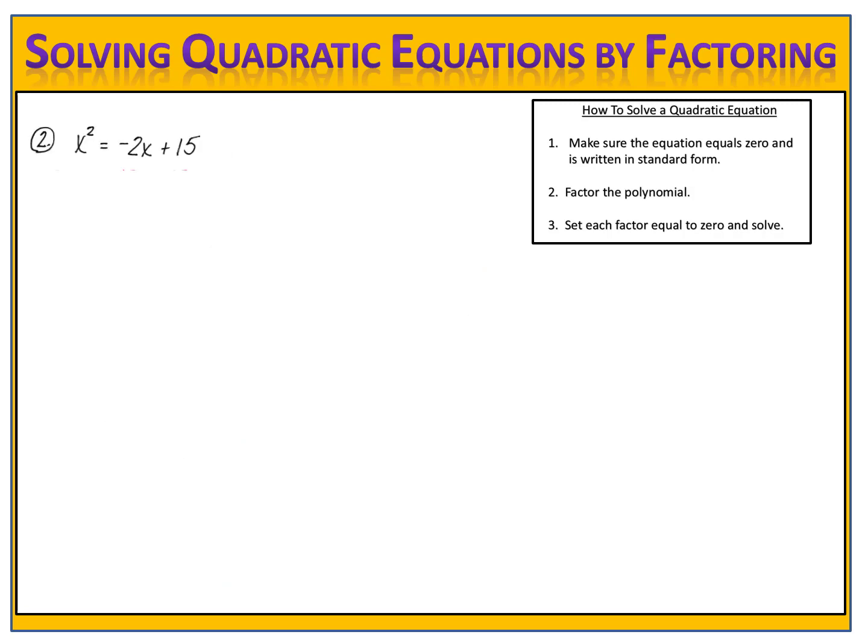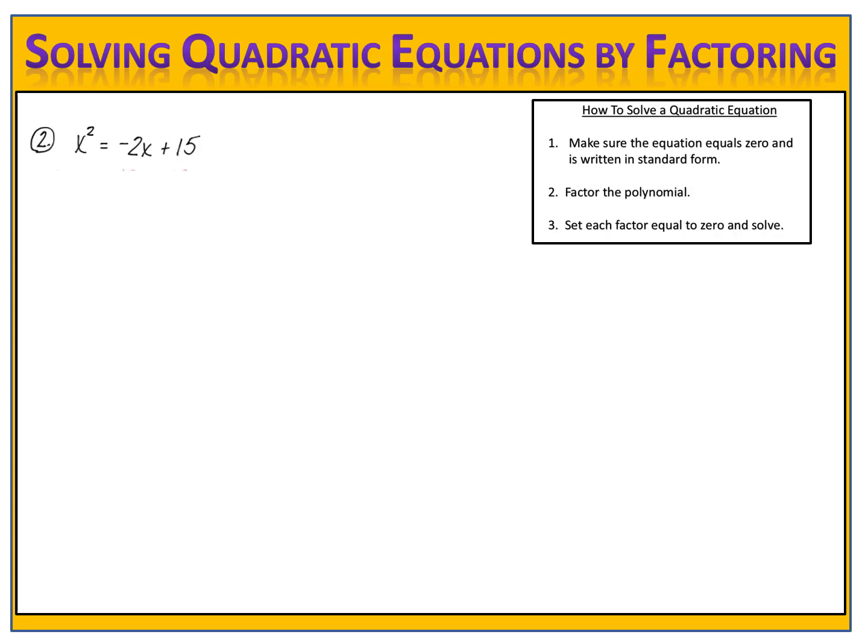In exercise 2, we have x squared equals negative 2x plus 15. Remember, the equation must equal 0, and we want to keep the x squared positive. So we'll add the 2x to both sides and subtract 15 from both sides. See if you can set this equation to 0 and then factor the trinomial that results. Then see if you can find the solutions to the equation. Please pause the video here and come back to compare answers when you're ready.